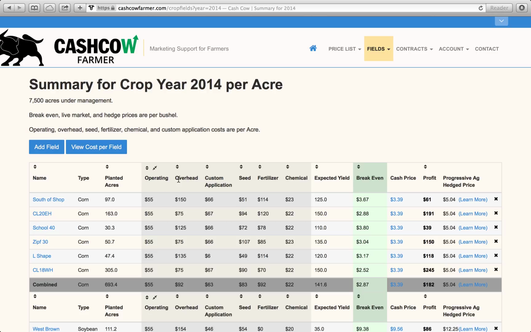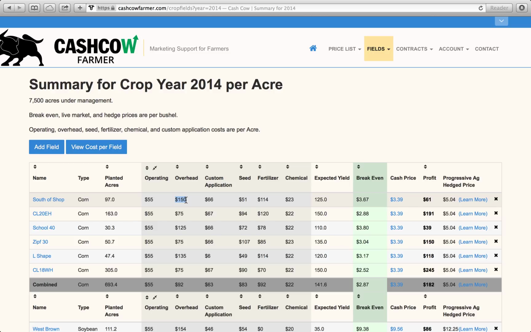So we've got operating costs, which are divided by the whole farm, so they're going to be consistent. Overhead costs. This is the highest of all of them. So that's going to be what's driving that price up. And south of the shop is rented land. So that's why that overhead cost is so high.